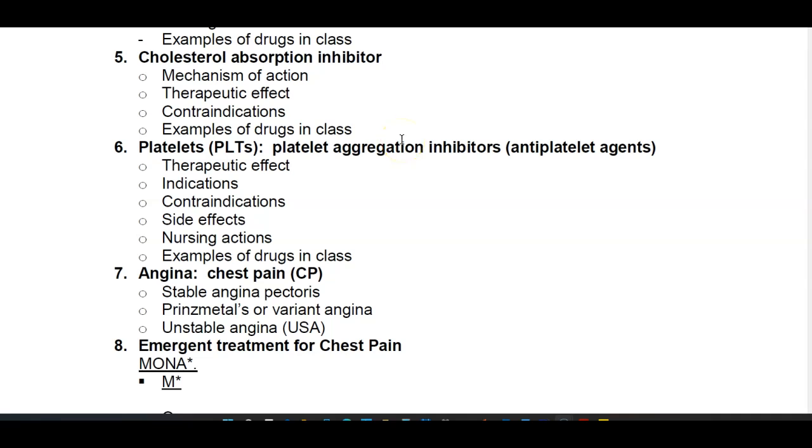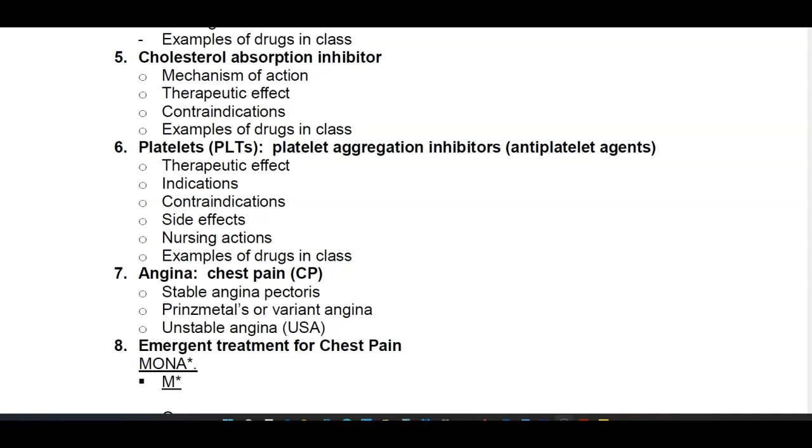Next thing that you have to remember is platelet aggregation inhibitors, or antiplatelet agents. What is the therapeutic effect? From the name itself, it inhibits platelet aggregation, which means sticking. So it stops the platelets that are responsible for clotting from sticking together. Indications, or reasons why patients are on antiplatelets, include CAD, coronary artery disease, myocardial infarction or MI, and thrombotic stroke.